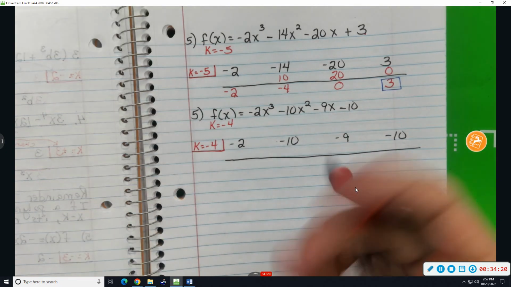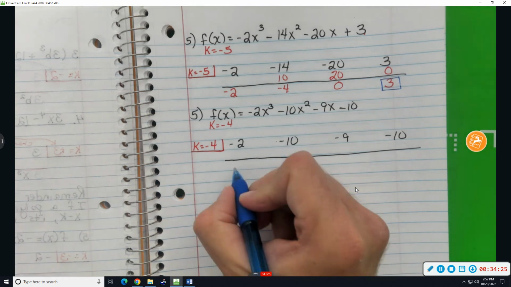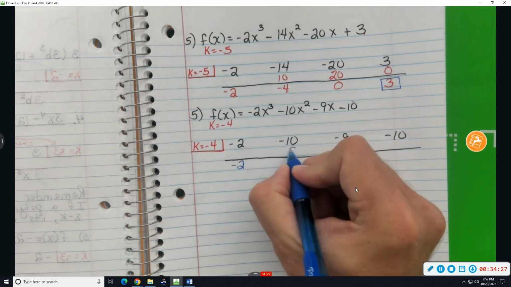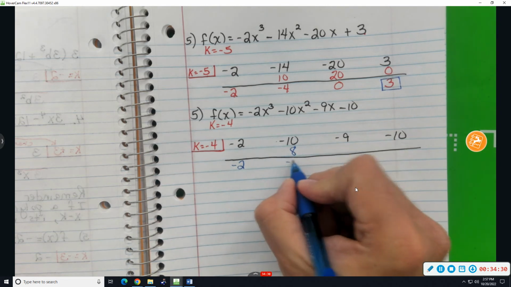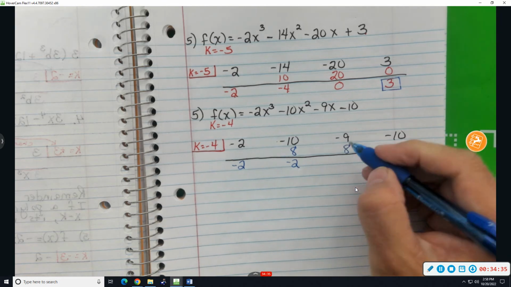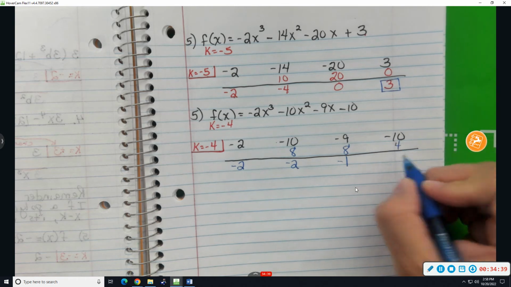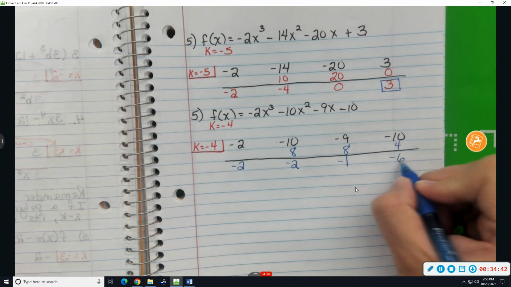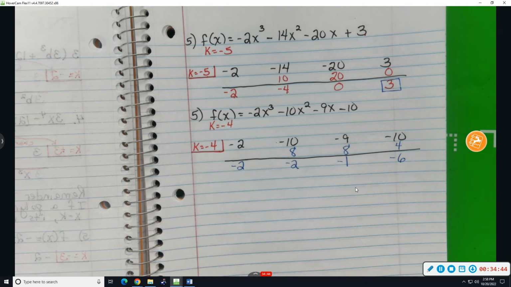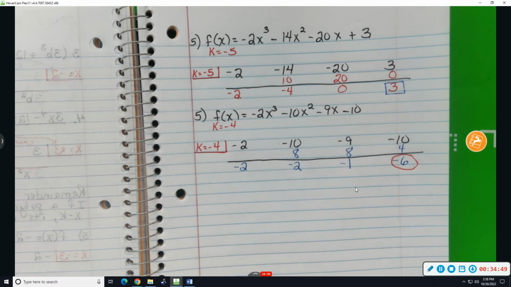Well, carry down the -2. -2 times -4 is positive 8, so that will be -2, drop back down. And then that will be 8 again, which will be -1. So it will be 4, and that would be -6. Okay, I just wanted to see. So the answer there is -6. At least we know now that it's not always rigged.